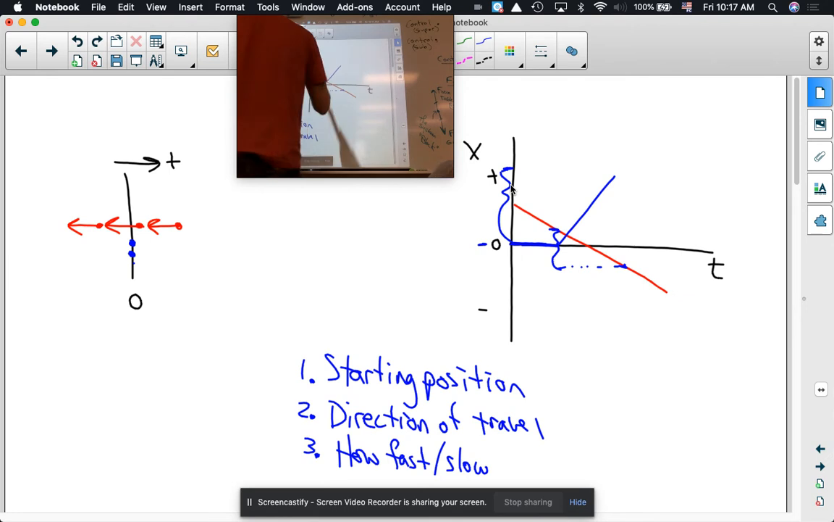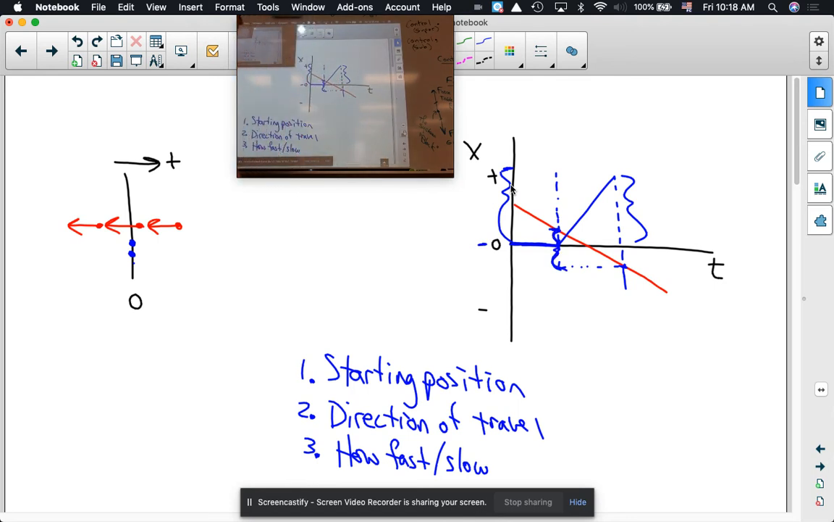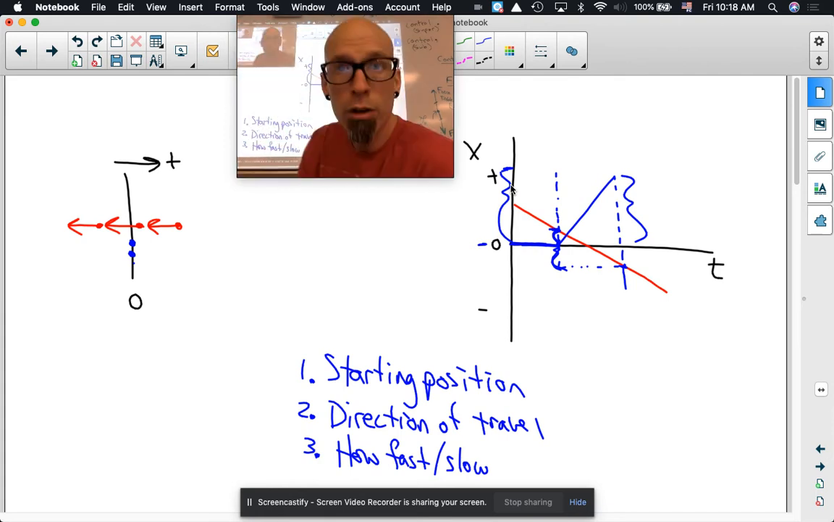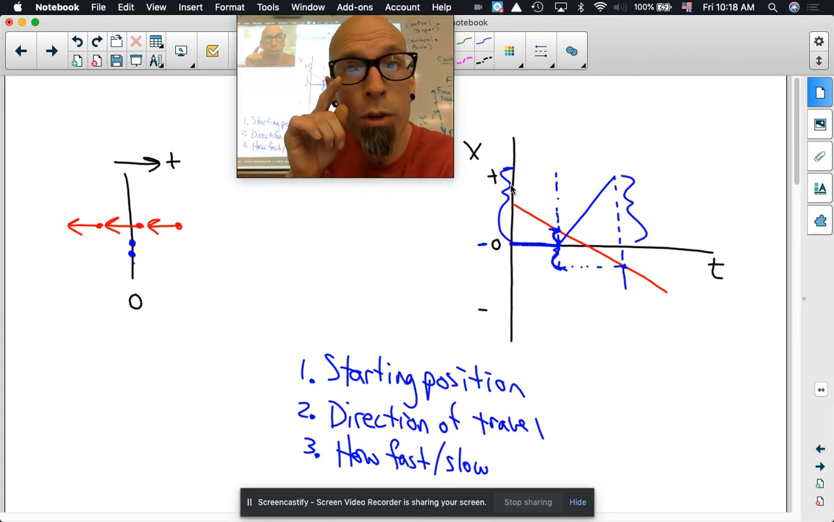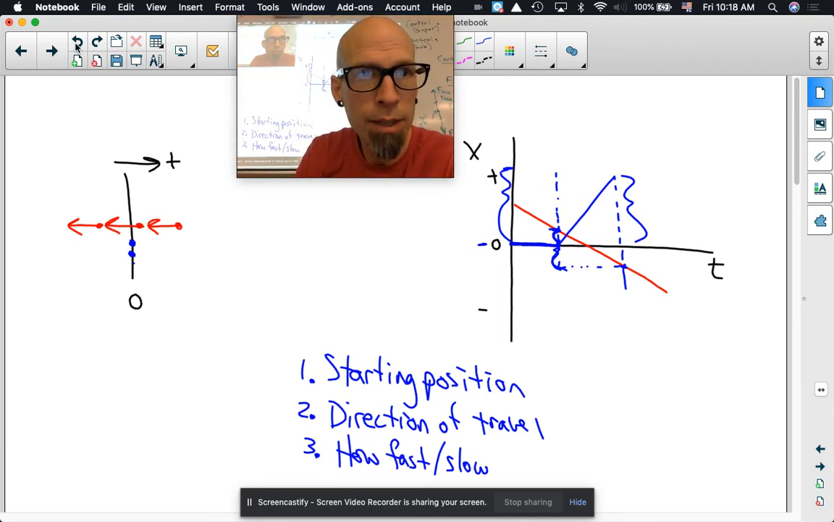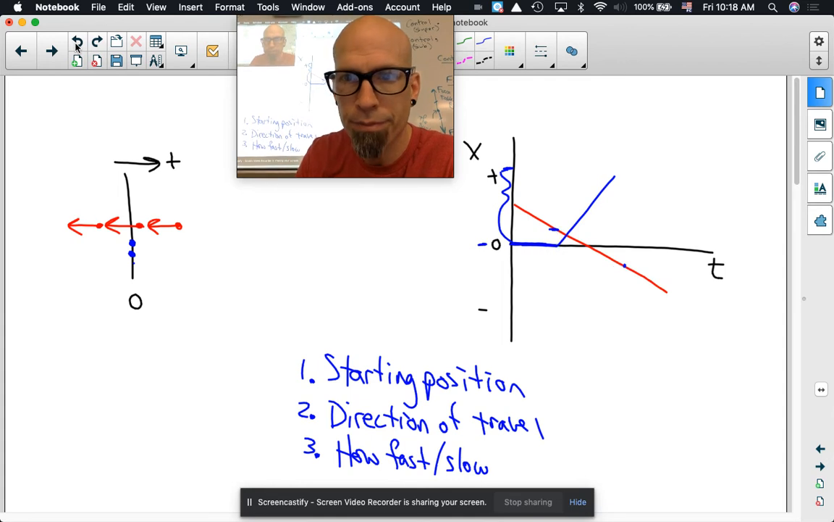Again, I'm marking them here and here. In that same length of time, the blue one goes that far, and the red one goes that far. That means the blue one goes farther in the same length of time, which means more change in position. Now let me get some of this stuff out of the way. That's making a mess.